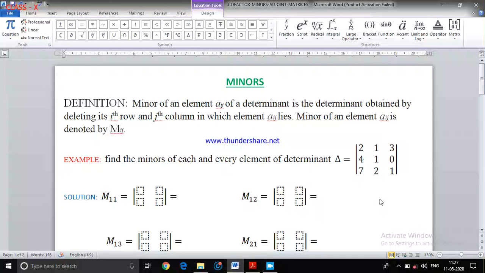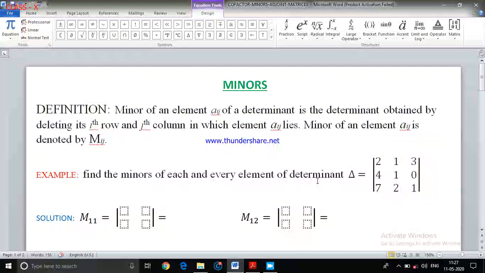Now we are going to start the next topic of the determinant, that is minors, cofactors, adjoint of the matrix and inverse of the matrix. These four topics we'll cover today. Okay, so let's take a moment. First we'll start with the minors.